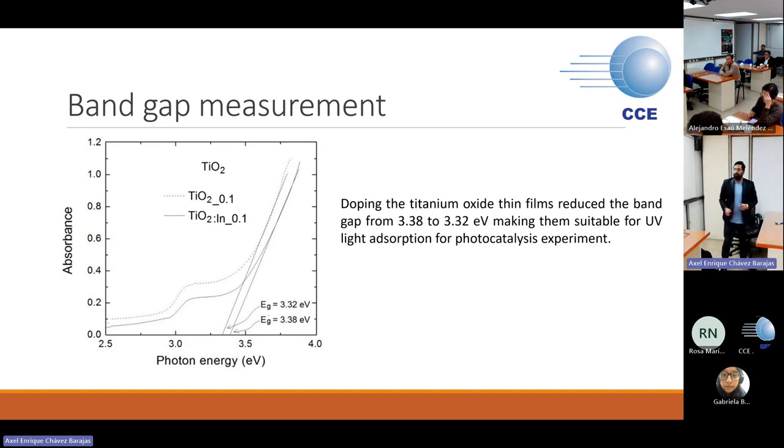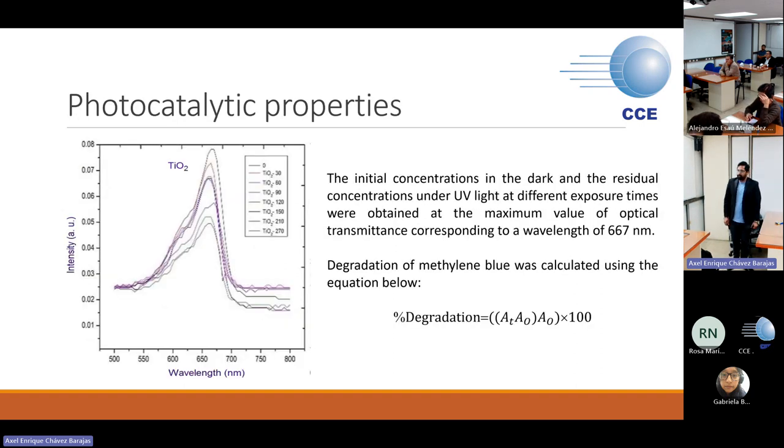But the most important factor is that for being a photocatalytic material, the minimum band gap that you need is 3.3 electron volts. So they are in the range. If it is like 3 or 2.5 electron volts, it's very small, and the UV light cannot activate the material. So above 3.2, 3.3 electron volts is necessary for being a photocatalytic material. We have measured this for the pure titanium oxide, and we have irradiated with different times of ultraviolet light. It can be very easily observed that increasing the time, the contaminant has decreased.